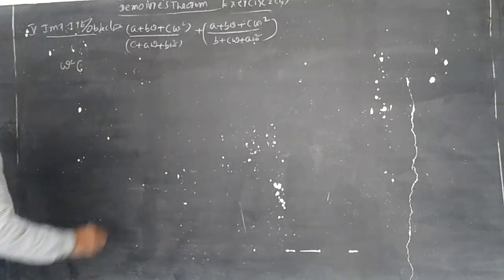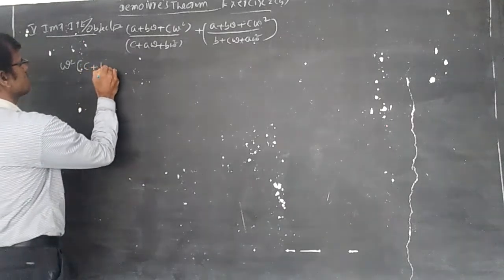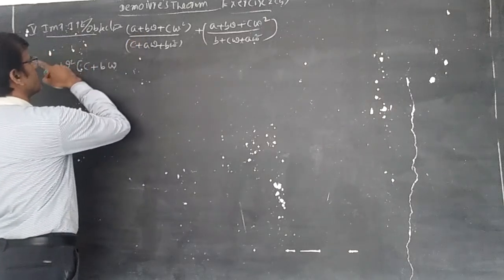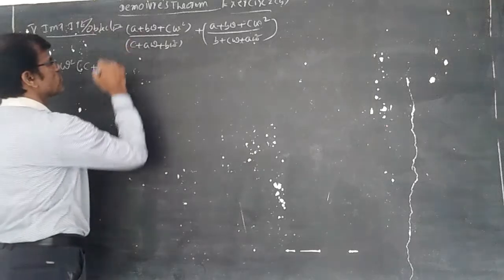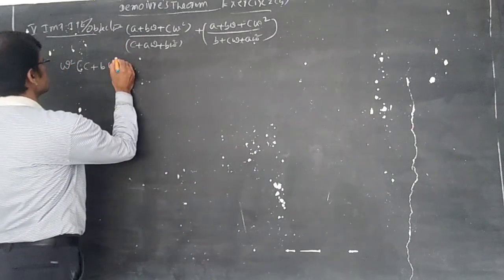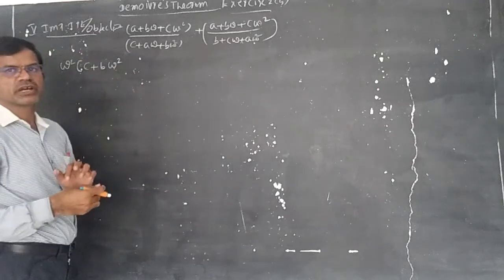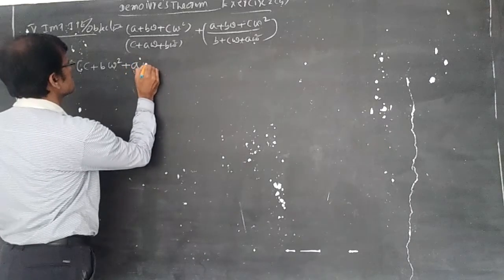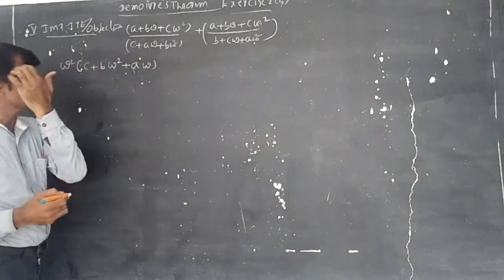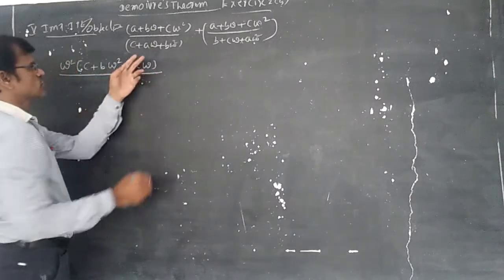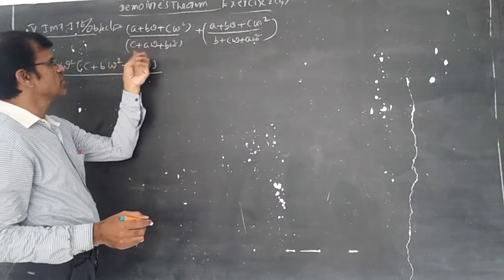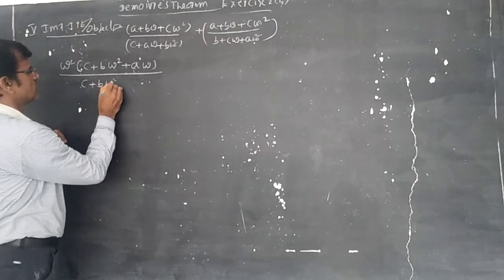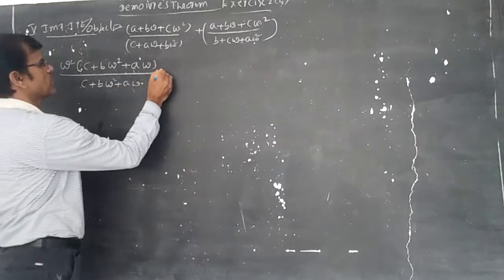So, what will happen? C plus... whenever you are taking common omega square, omega square into omega square becomes omega power 4, it is nothing but omega. Then you can understand here this is A omega, because omega cube becomes 1. So directly you can write. That means just simply observe the denominator and depending upon the denominator you can understand the value: C plus B omega square plus C omega.